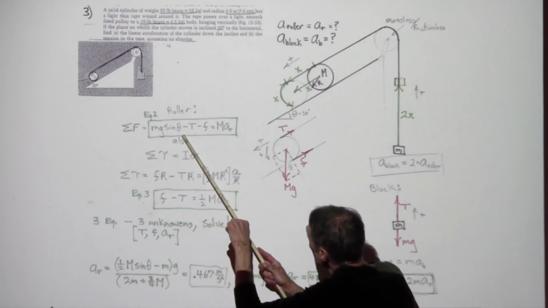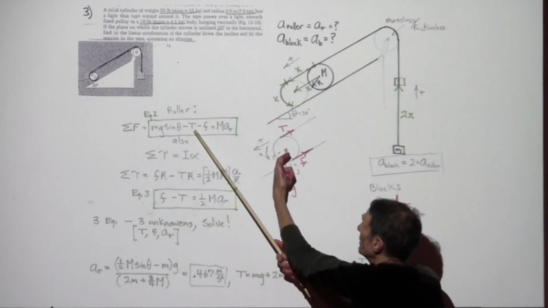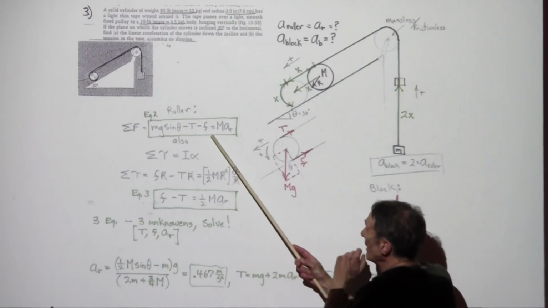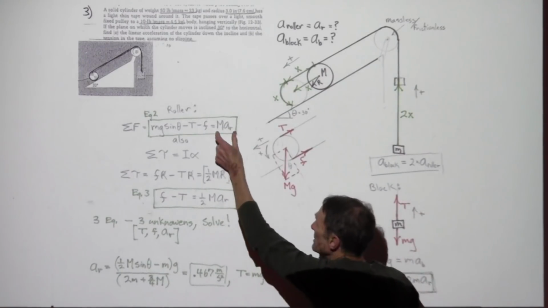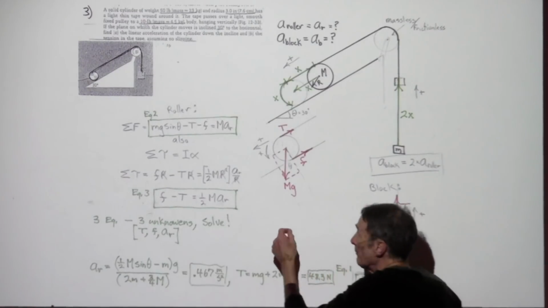That's in the plus direction. Holding it back is going to be the tension in the tape, as well as this frictional force. And that should be equal to the mass times the acceleration of the roller.